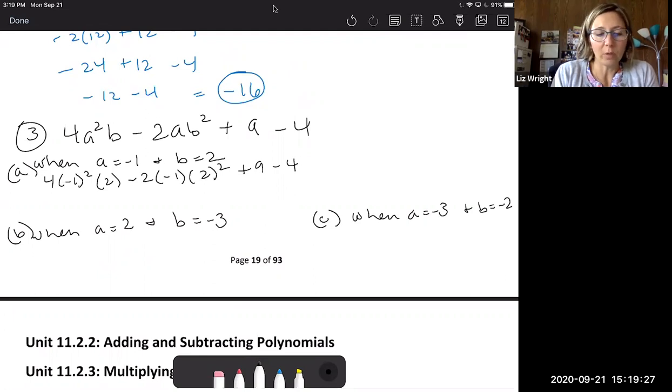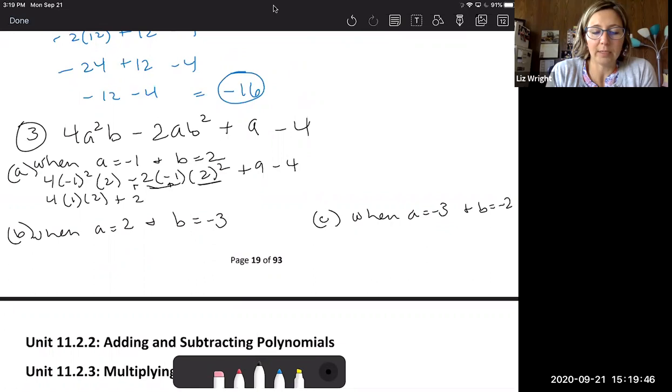So that -1 quantity squared is going to give us a +1 times a 2. I'm already looking at the fact that we've got a negative and a negative, which is going to give us a positive here. And then 2 times that 1 is going to give us a 2. 2 squared is going to give us a 4. And then we've got plus 9 minus 4. So we can just write plus 5 at the end. So 9 minus 4 is going to give us 5.